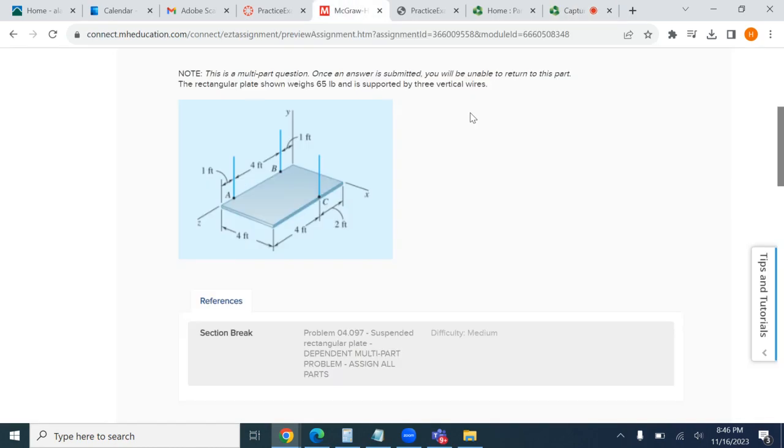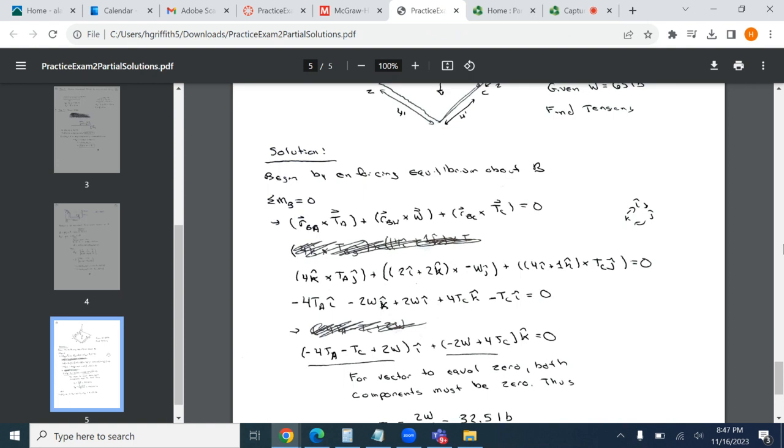So in this video, we're just going to briefly look at the solution to the last problem. We have three cables that are suspending a plate that has a known weight, and we want to compute the tension in each of these cables. So this is just an equilibrium problem in 3 dimensions.